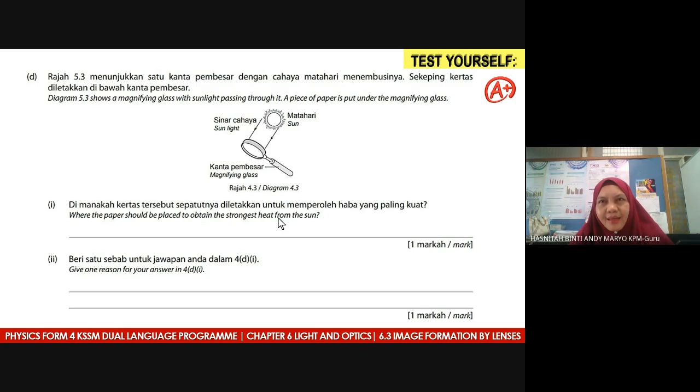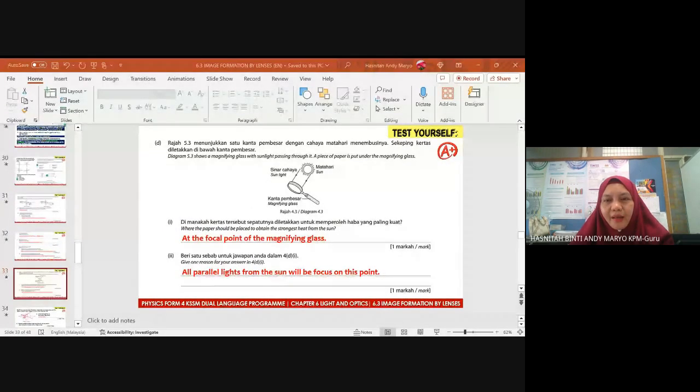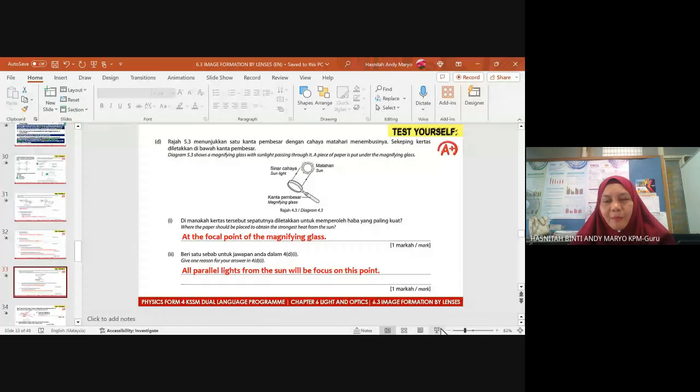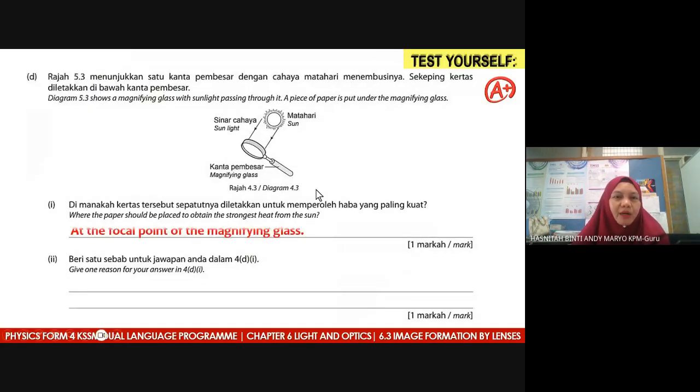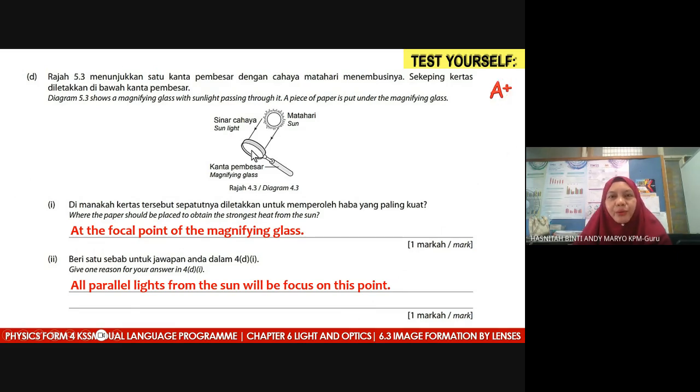Is it placed at less than F, at F, in between F and 2F, at 2F, or beyond 2F? So where do we place the paper? Remember, this is a magnifying glass. It applies a convex lens. So where do you think is the best position? We place the paper at the focal point of the magnifying glass. Why must we place it there? Because this is the point where all parallel light from the sun will be focused after passing through this magnifying glass.